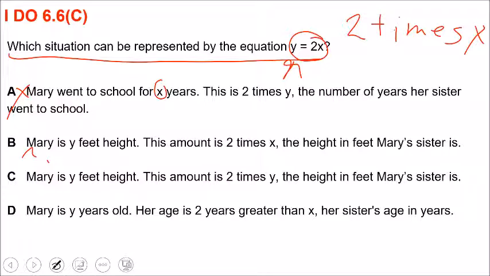I'm going to see. Mary is y feet high. This amount is 2 times y. Well, if you look at this, 2 times x. So C is garbage. Toss it out. Mary is y years old. That kind of makes sense. Her age is 2 years greater, so it's 2 plus x here than her sister's age. Well, that's garbage. So the other answer is B here.